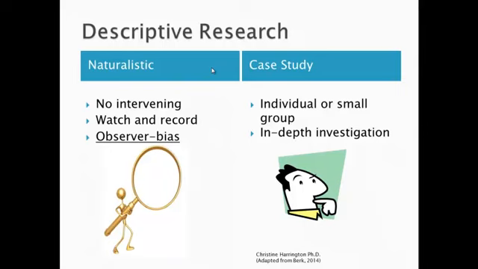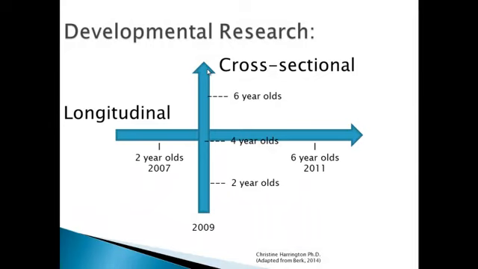And by doing this in-depth investigation, you're still not able to make any causal statements, but you are able to at least have more information about what's going on in that scenario. Now, there's two primary ways we can look at developmental research. If we start with the longitudinal approach, we're using the same children and we're watching them over time. So we'll take 2-year-olds, and then 2 years later, we'll wait for them to turn 4, and then we can assess them again when they're 4, and then we can assess them again when they're 6. And so on and so forth.